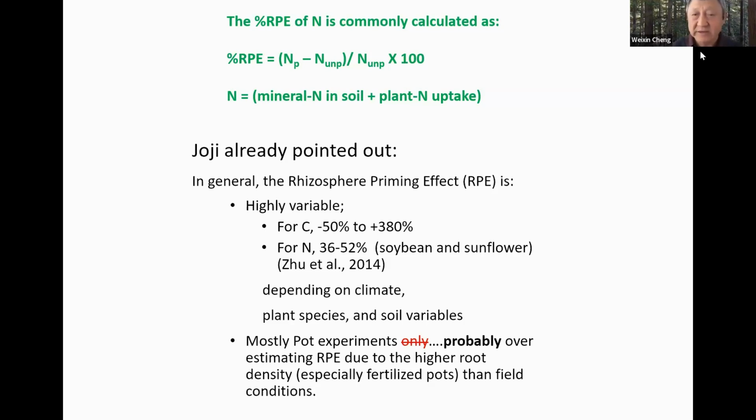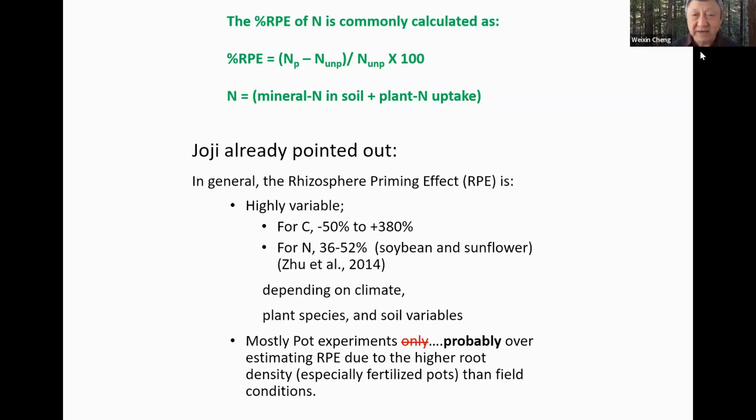By doing this, we have to assume our total nitrogen recovery is 100%. That is to say, if your budget is not very accurate, you lose something in the measurements, then your priming effect may not be accurate or be off. All right, so that's how we do nitrogen priming effect very often.